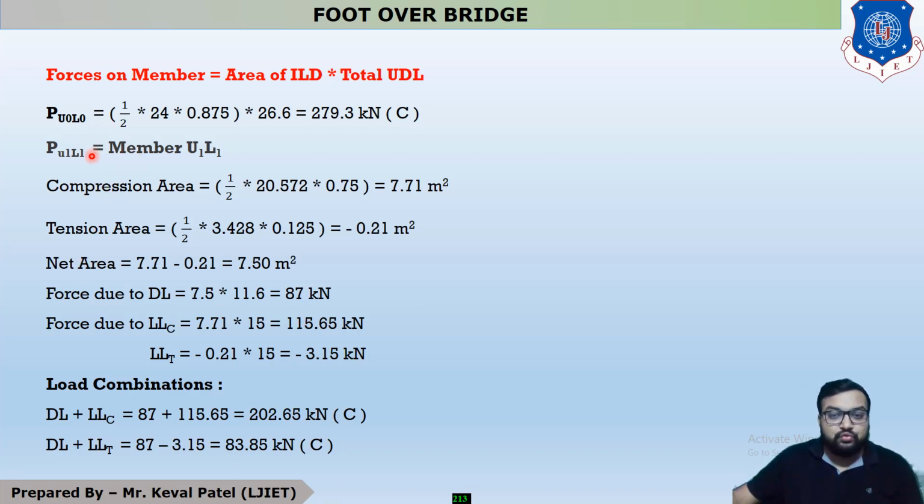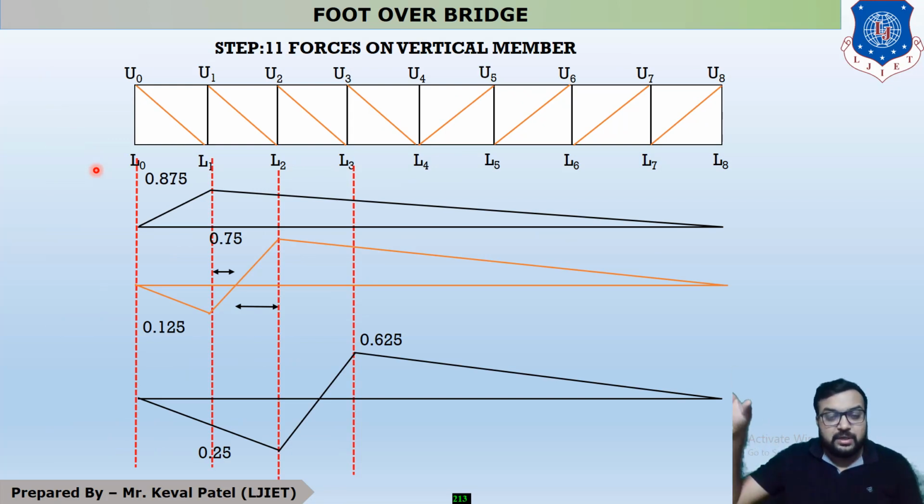Our second member is PU1L1. Now first of all you can see that some of the portion is in compression and some of the portion is in tension. So first of all you have to find out compression area and tension area. So your compression zone is in this portion. So the equation of compression area remains the same because it is a triangle, and the triangle's area is 1 half base altitude.